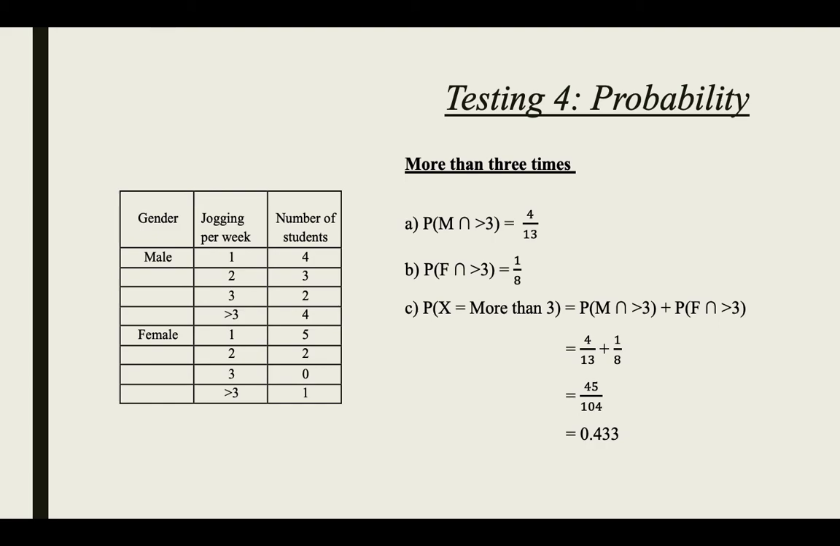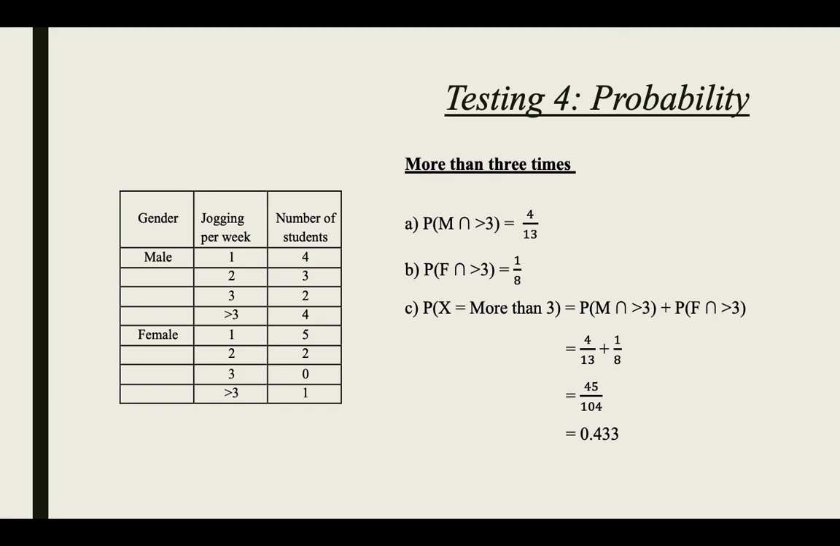We have testing 4, which is probability, and for this testing we calculate the probability for the students who jog more than 3 times a week, and we have the data here. We sort it for male and female, once a week, twice a week, thrice a week, and more than 3 times a week. So we calculate for more than 3 times they jog per week, because we want to find the fit students to represent our college for the track and field sports. So as they jog more than 3 times a week, then maybe they have lots of stamina, and will be fitter than other students.